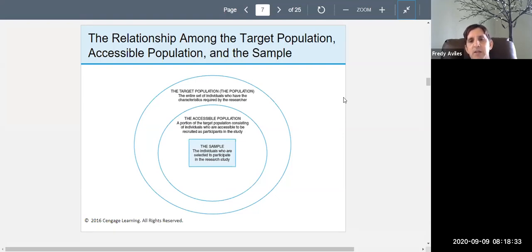And then the accessible population is taken from the target population, the population of interest, okay? But not everyone in that population is accessible. So we can start from the outside, actually. You have the population, the whole bunch of people, let's say, who can vote. That's the target population, or you can just call it the population. And then from there, there's a group of people who you can actually reach. That's the accessible population. And then you select your sample from the accessible population. Those are the people who are actually going to participate in your study. And that's something we have to think about.